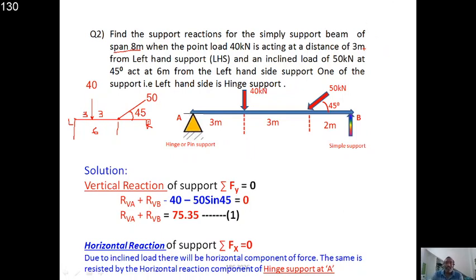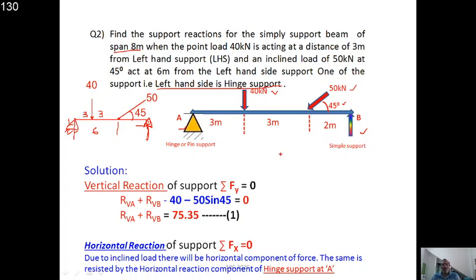And one of the supports, the left hand side, is a hinge support. He is saying that among both the supports, the left hand support is the hinge support. Therefore, I need to draw a hinge support here. Right? And at the right hand support, he has not said anything, so hence it is a simple support. So I took the same figure to draw here. It is 40 kilonewtons at 3 meters, 50 kilonewtons at 6 meters at 45 degrees, and the left hand side is a hinge support and it is a simple support at the right hand side.